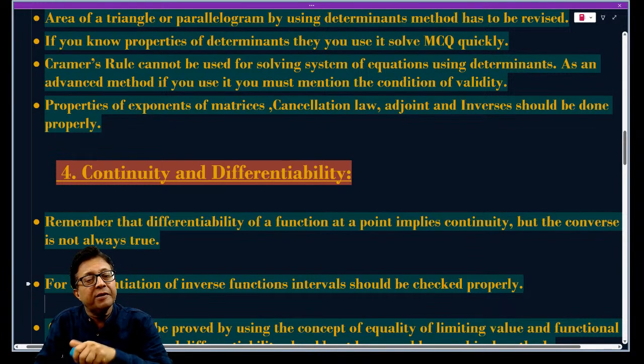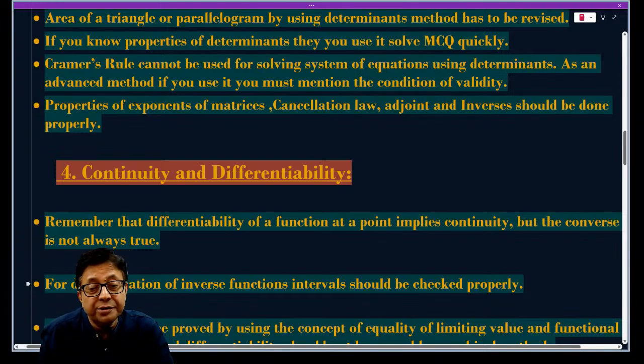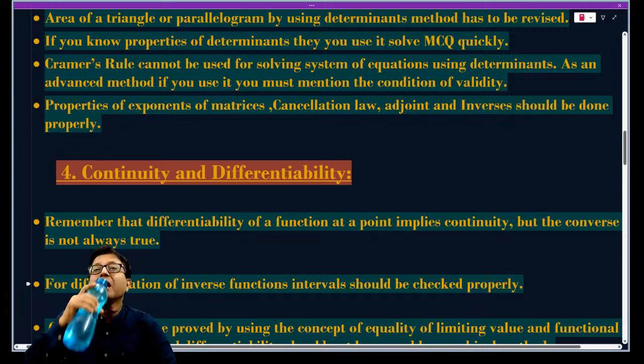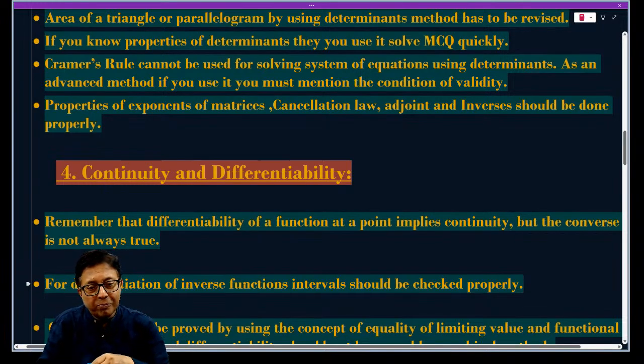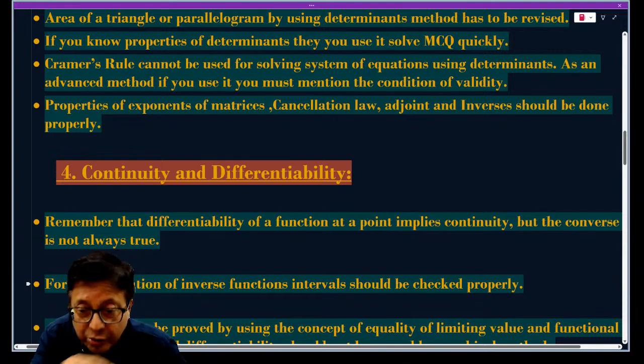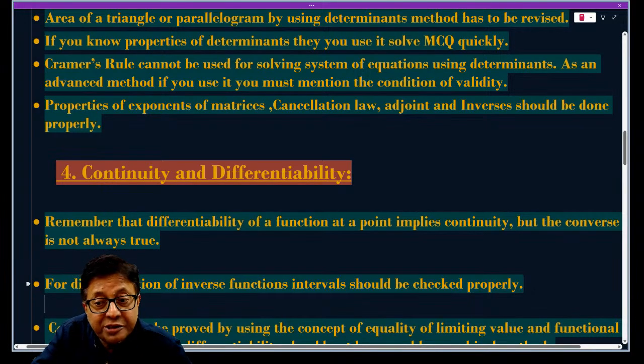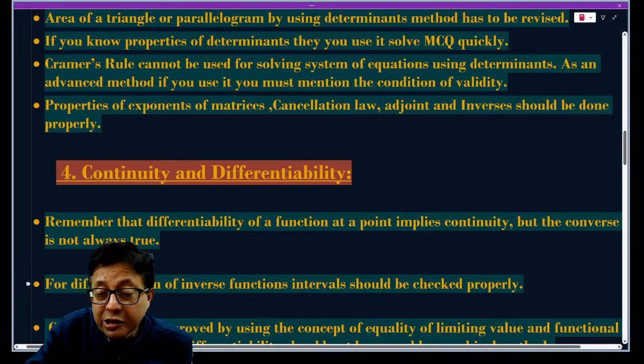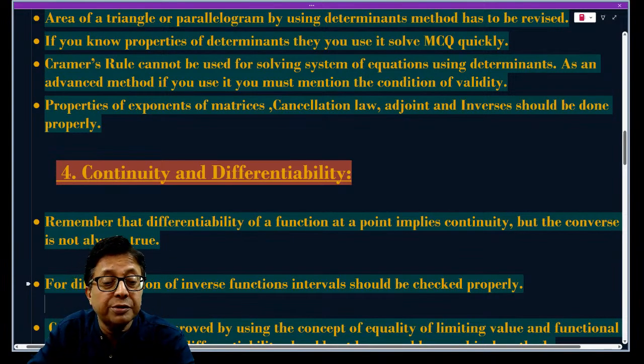Check the continuity condition first, and then the differentiability condition, you do it by the first principle method. My request, this is expected from you. If you do it by direct differentiation, you may lose marks. Differentiation of inverse functions, if you do, you should check whether an interval is given or not. Intervals should be checked properly. On a different interval, it might have different values, so you have to check that.